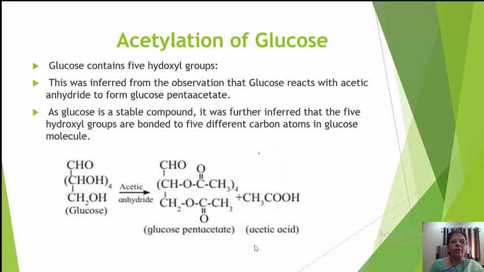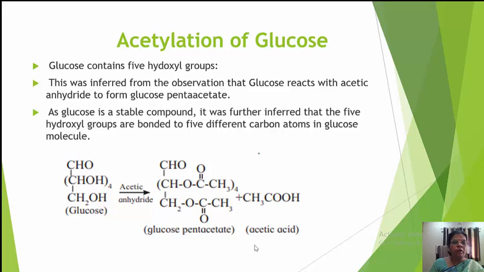Now the next reaction we are going to see is acetylation of glucose. Now we know that in glucose there are 5 hydroxyl groups. Now this was inferred from the observation that when glucose reacts with acetic anhydride or acetyl chloride, it forms glucose pentaacetate. As glucose is a stable compound, it was further inferred that the 5 hydroxyl groups are bonded to 5 different carbon atoms in the glucose molecule.